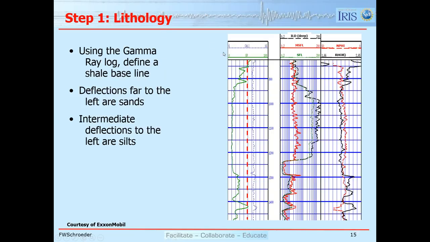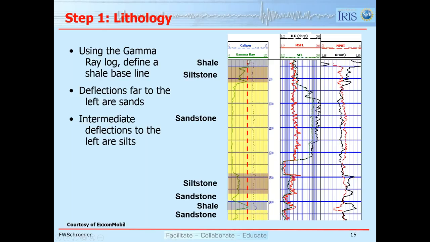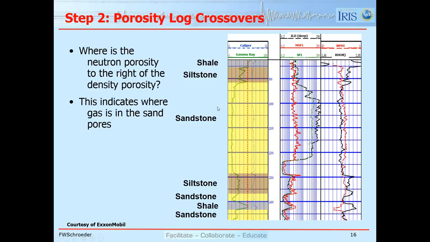So what do we do first? We'll draw in a shale line on the gamma ray, the green curve. Here's the highest values. Here's a fairly high value. Here's another high value. And so we can use that to differentiate the lithologies. High values are shale. The intermediate values would be siltstone, and the low values would be the sandstone. So we can break the interval that we've logged here from about 850 feet down to 1,450 feet into sand and silt and shale.